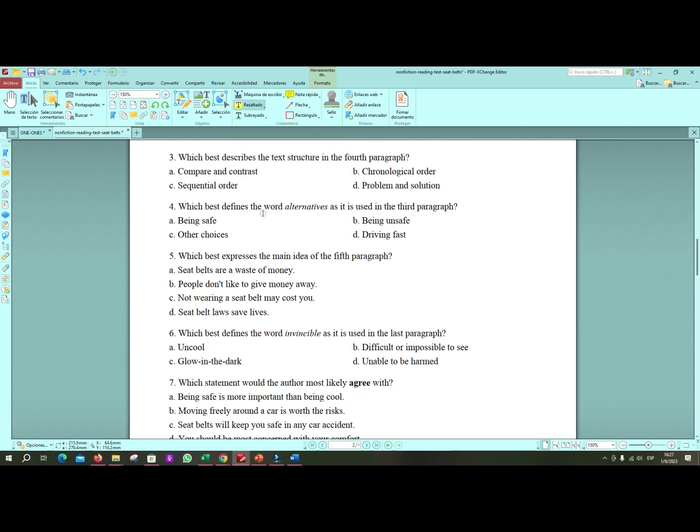Excellent. 3. Which best describes the text structure in the fourth paragraph? A. Compare and contrast. B. Sequential order. C. Chronological order. Or D. Problem and solution. What do you think? Do you think that you're comparing something? What do you think about number 3?